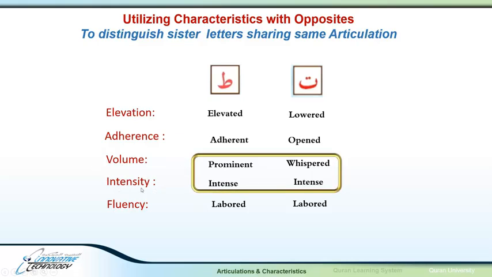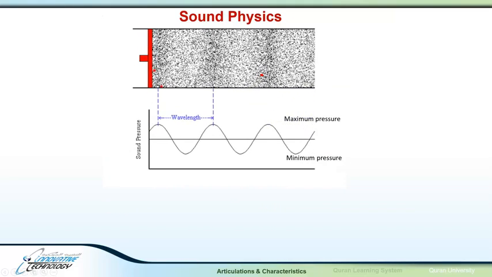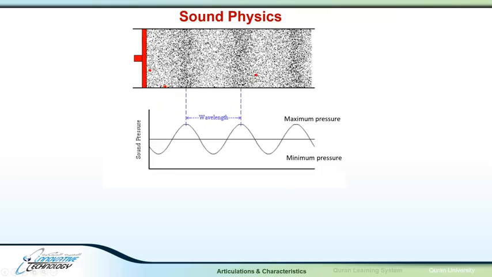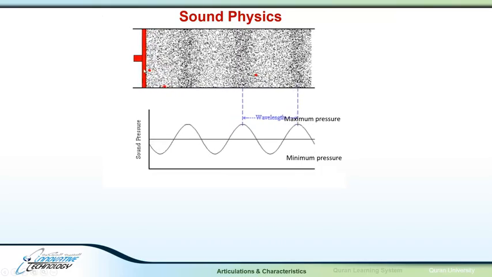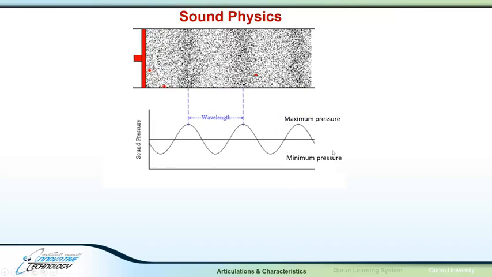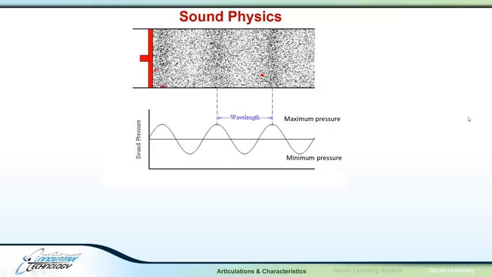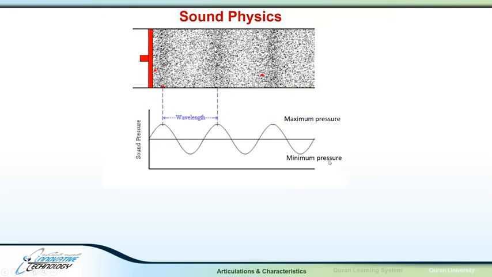But before that, let's have some background about the physics of sound. Transmission of sound is caused by compression-decompression of air particles, and this is caused by the oscillation of a sound source. And as a result, there is a wave of sound that is generated that has a wavelength and that also has a maximum pressure and a minimum pressure.